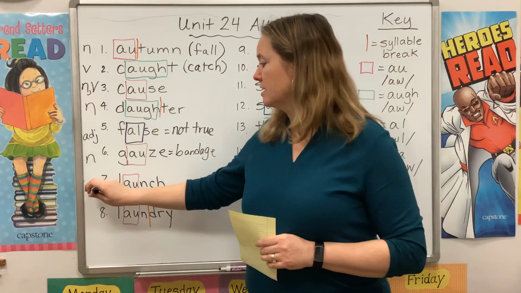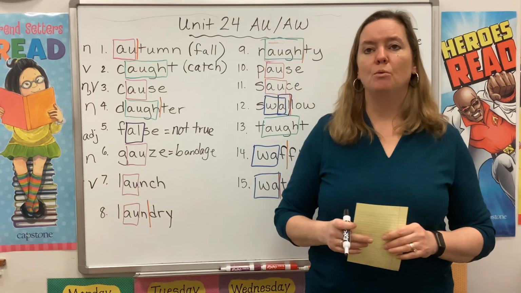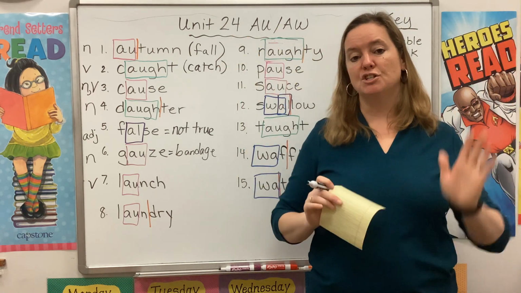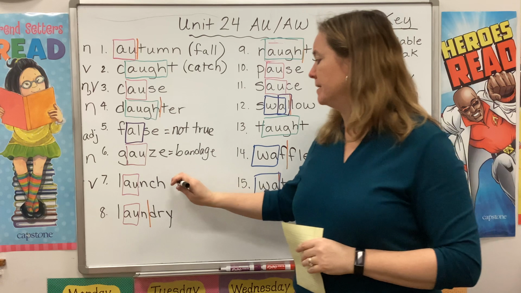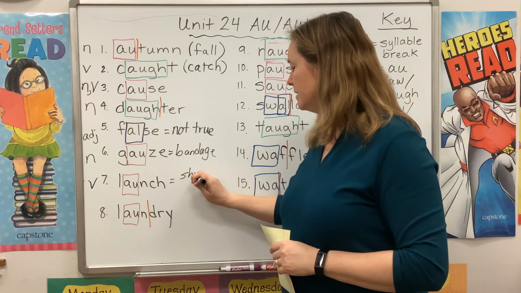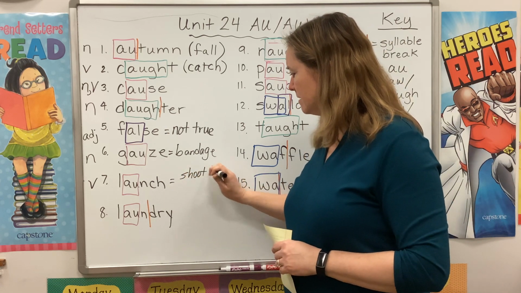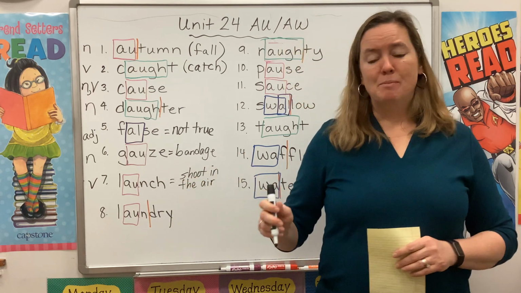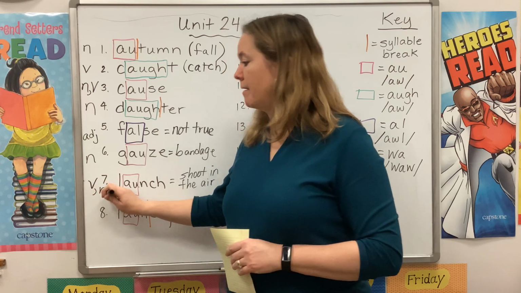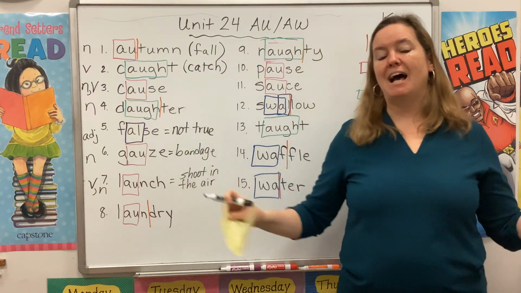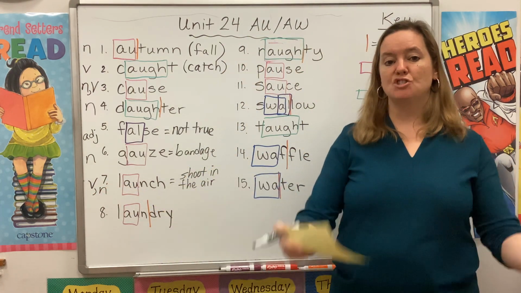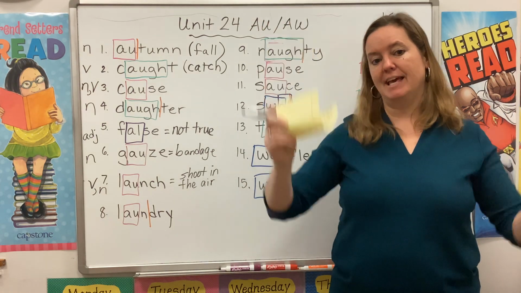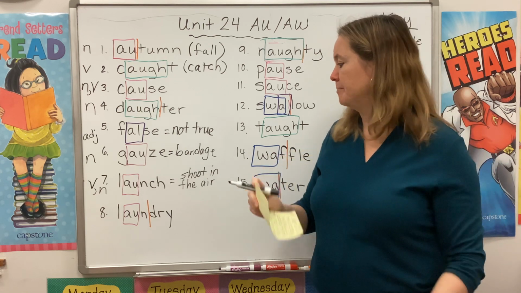To launch can be a verb, right? So we launch ships, we launch rockets, we launch missiles. If you launch something, you shoot it, like you shoot it in the air. So that's a verb, but it can also be a noun, right? So many people gathered at Cape Canaveral to watch the launch, right? They all came to see the rocket ship go into the air, or the space shuttle go in the air.